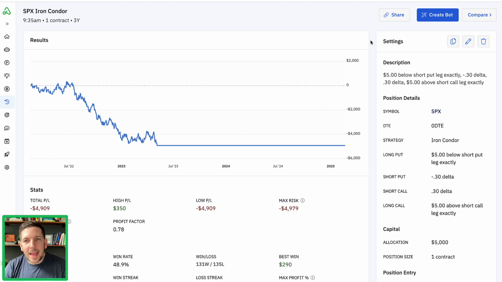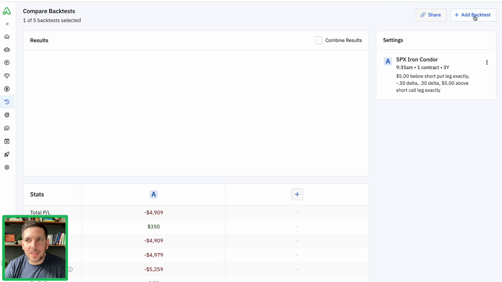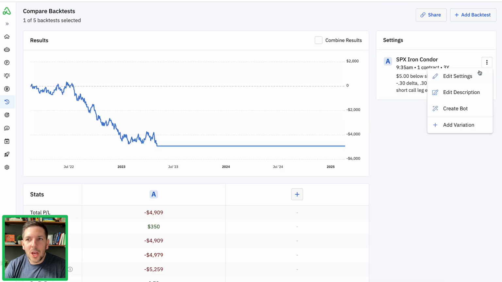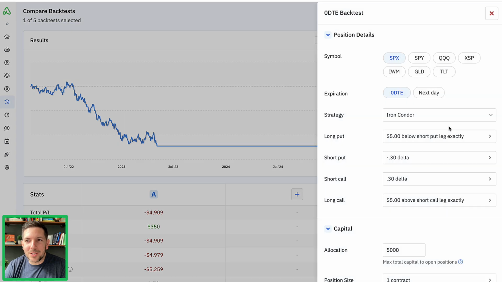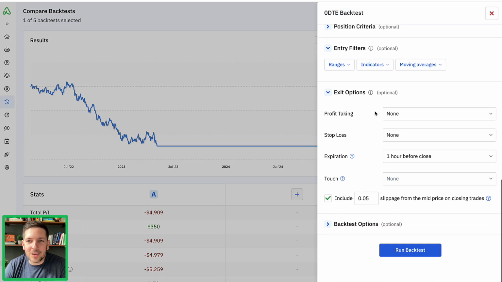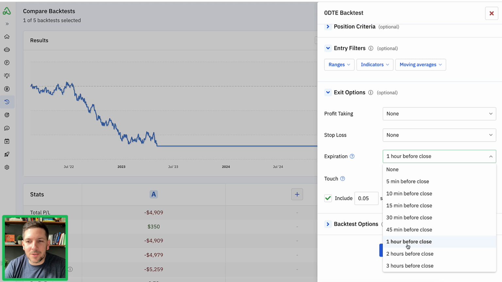So entering positions early in the day, then closing an hour before expiration doesn't seem to work. We could probably run some different variations on this and say, okay, well, what if we actually close 2 hours before expiration and just added a different variation? So let's run that, and then let's look at a different strategy for a second.